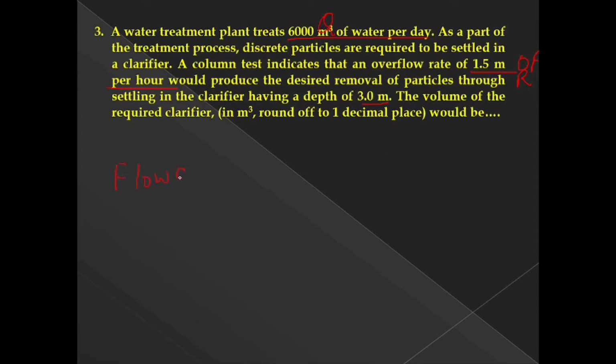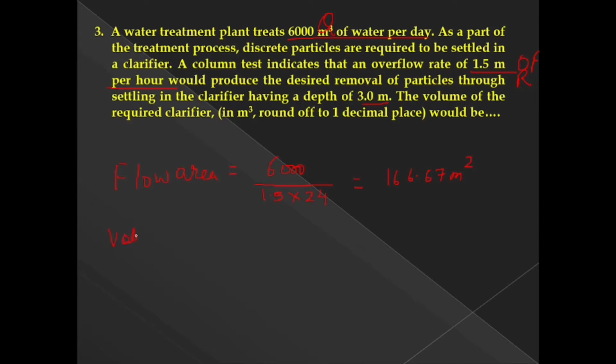We have to calculate initially the flow area, that will be equal to flow rate divided by the rate. Flow rate is 6000 meter cube per day, divided by 1.5 per hour, so we have to multiply by 24 to convert per hour to per day, that is meter per day. After calculation I found the value as 166.67 meter square.